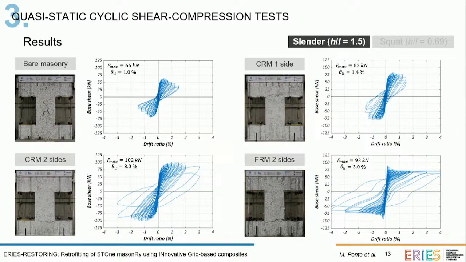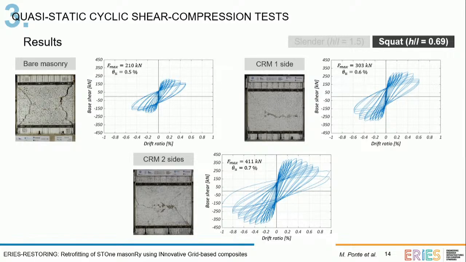Here are the hysteretic curves obtained from the test for the slender specimens. We see an increase of strength, an increase also of deformation capacity. And again, you can see that the retrofitted specimens, either with CRM or FRM, presented a flexural failure. And then with the squat specimens, we have also an increase of strength, an increase of deformation capacity. Here we have a shear failure. And for the specimens with the CRM, we had at the end of the test also the detachment of the retrofit layer.